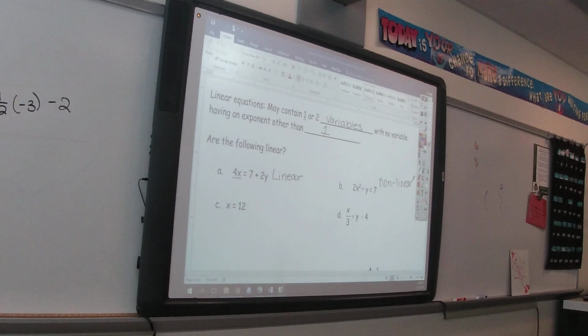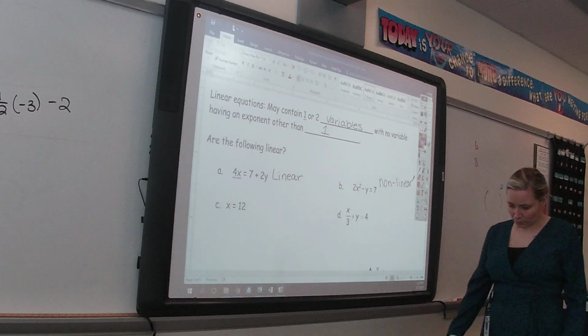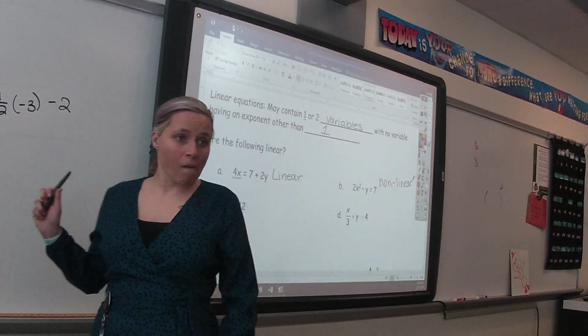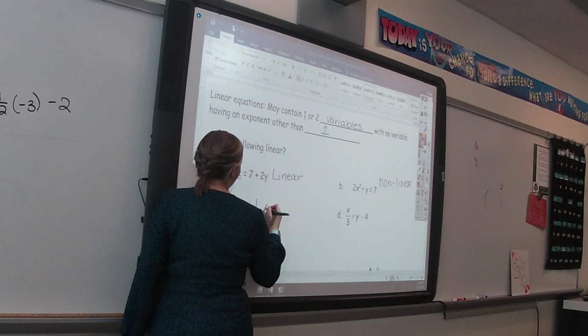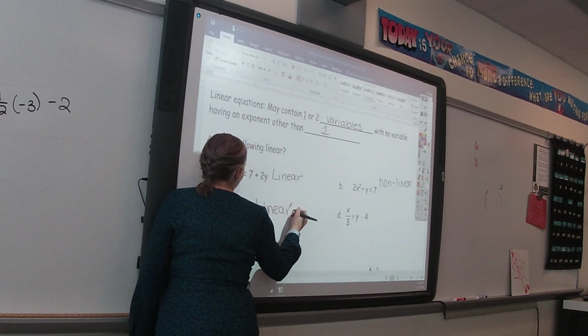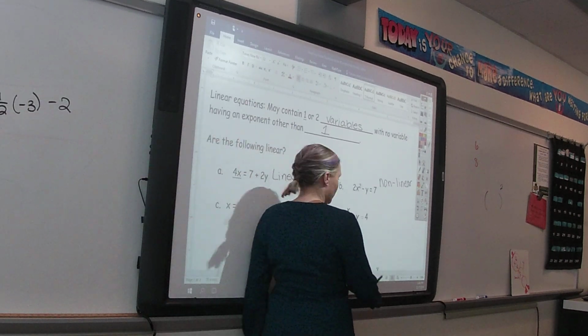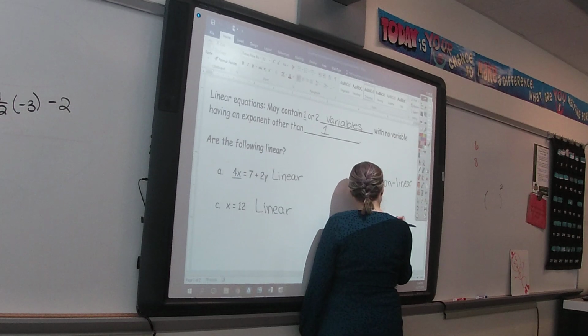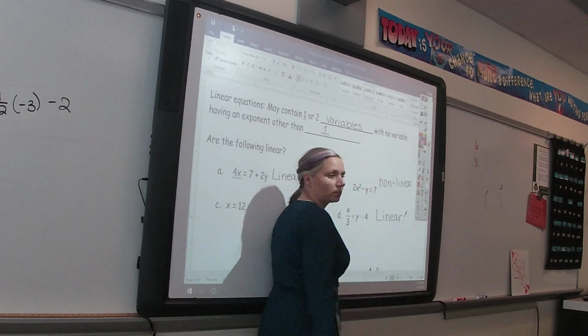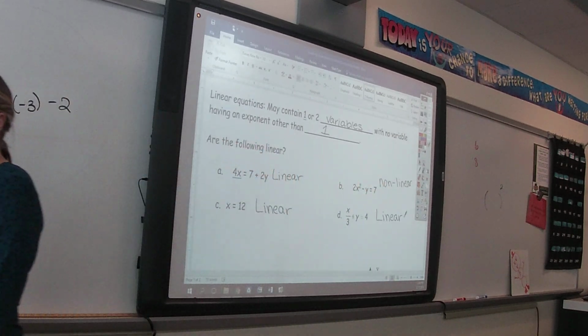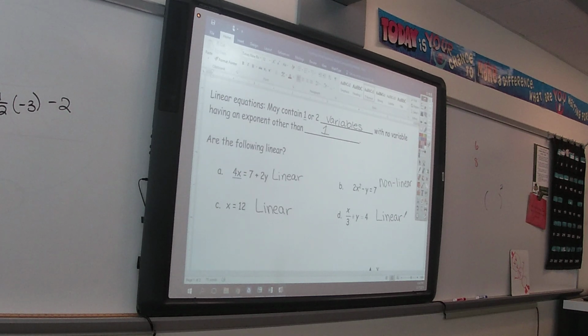How about C? We say linear? Yeah, C is linear. How about D? Yes, linear, right? Two variables. We feel comfortable with all that info?